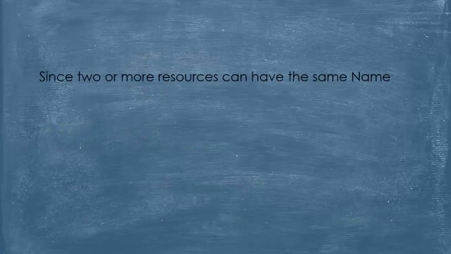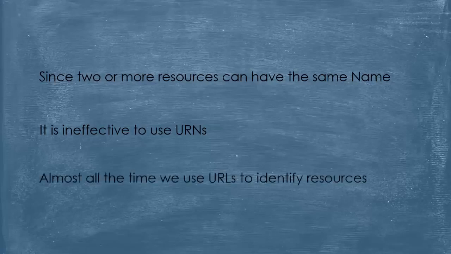Since two or more resources can have the same name, it is ineffective to use URNs to identify and locate resources. Thus, almost all the time, we use URLs to do that. And because we use URLs most of the time, let's talk about them in a little more detail.